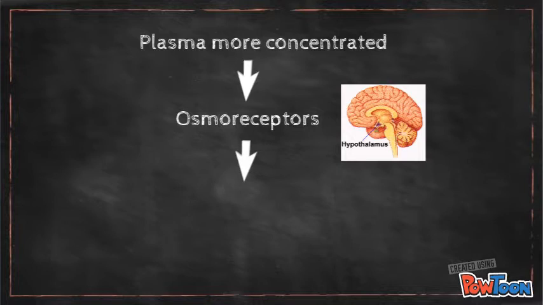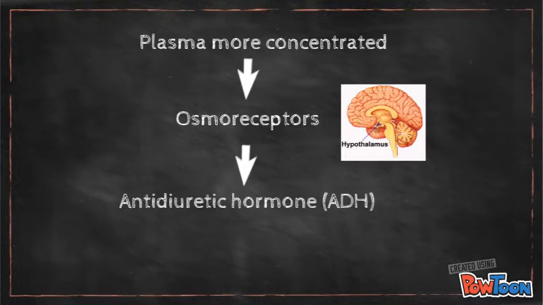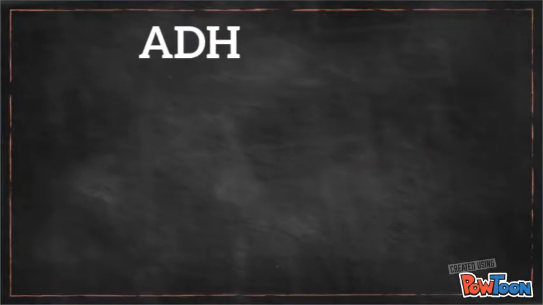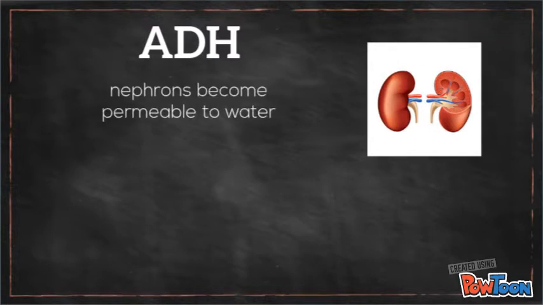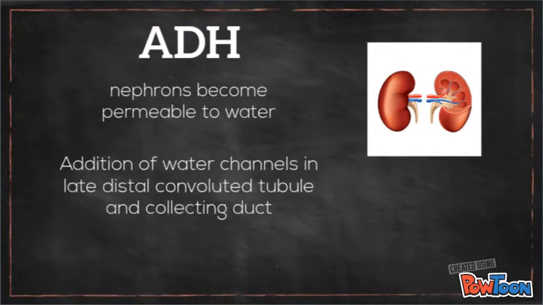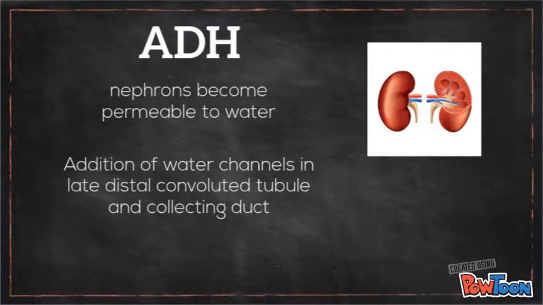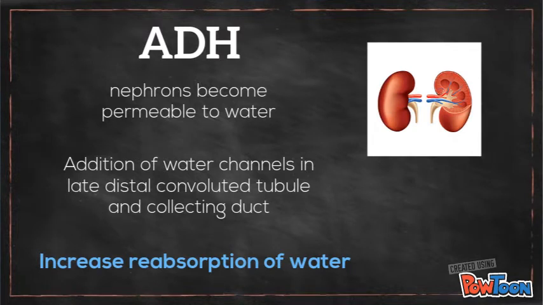In response to this increased concentration, antidiuretic hormone is released into the blood from the posterior pituitary. The target tissue of ADH is in the kidneys. The nephrons in the kidney become permeable to water only in the presence of ADH. ADH also promotes the addition of water channels into the cells of the late distal convoluted tubule and collecting duct, allowing water to move from the filtrate to the plasma by way of osmosis. ADH therefore increases the reabsorption of water.